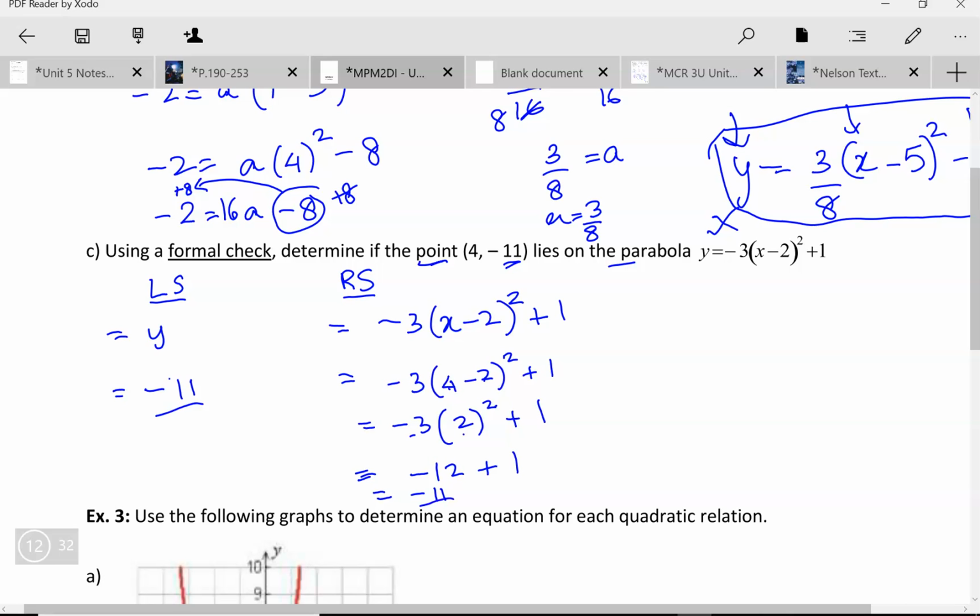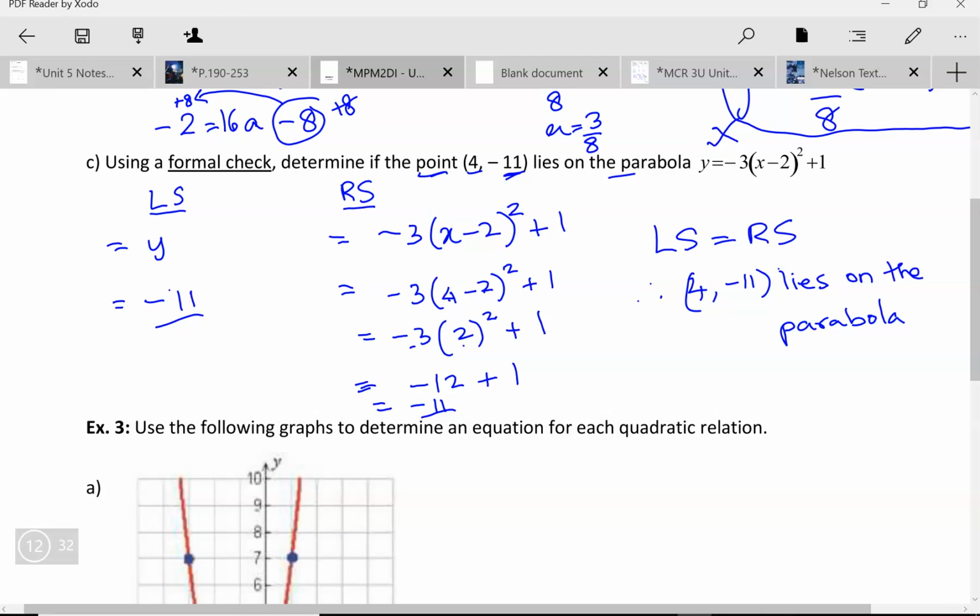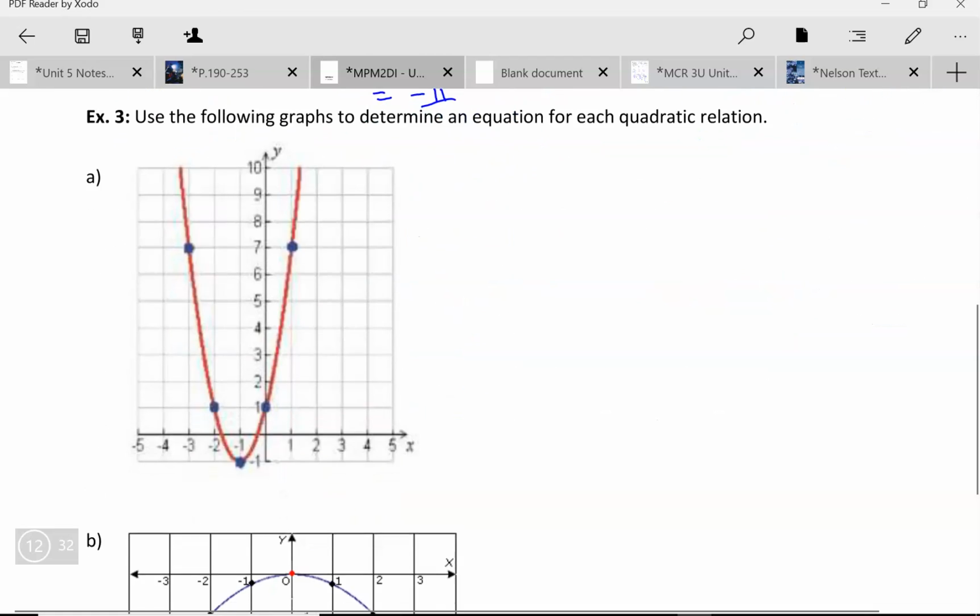And we'll see here that both my left-hand side and right-hand side were equal to negative 11. The equation is true when x equals 4 and y equals negative 11. Therefore, (4, -11) lies on the parabola because it satisfies the equation there. So that's the important thing, right? So this is our formal check, and this is how we're going to do that.